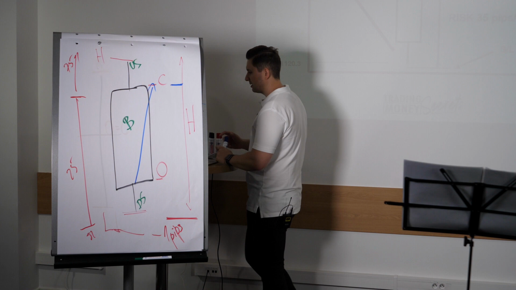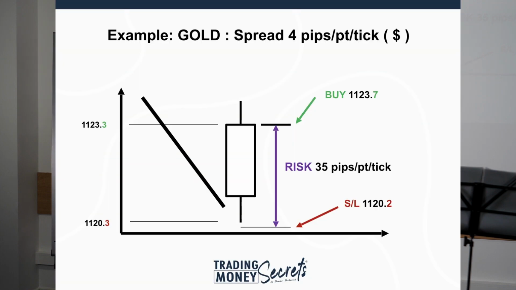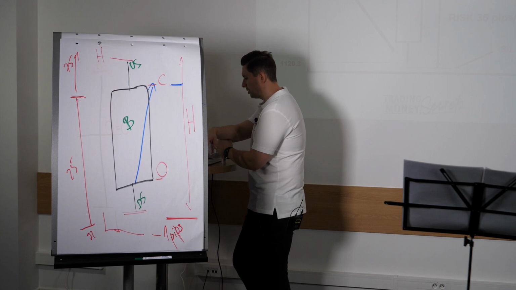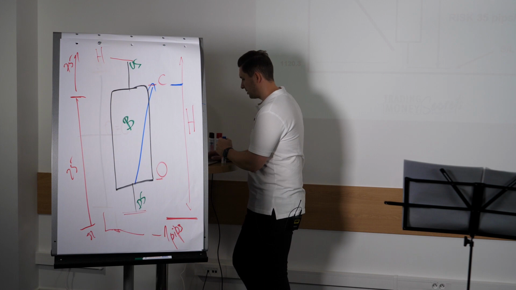The next example is gold. Remember that the quoted place is 1 after the dot. So the spread is 4. The price of close of the previous candle is at the level 1123.3. So 3 plus 4 is 7. Stop loss is 1 below low. Low is at the level of 1120.3, so 1120.2. The risk is about 35 pips. The next one is homework.